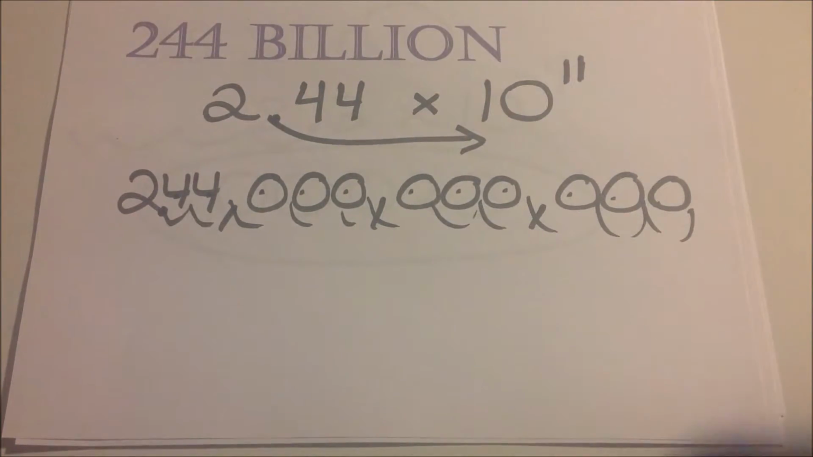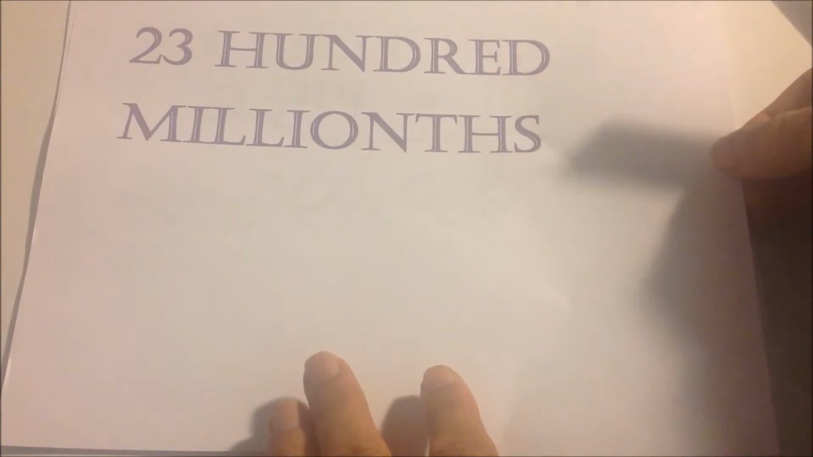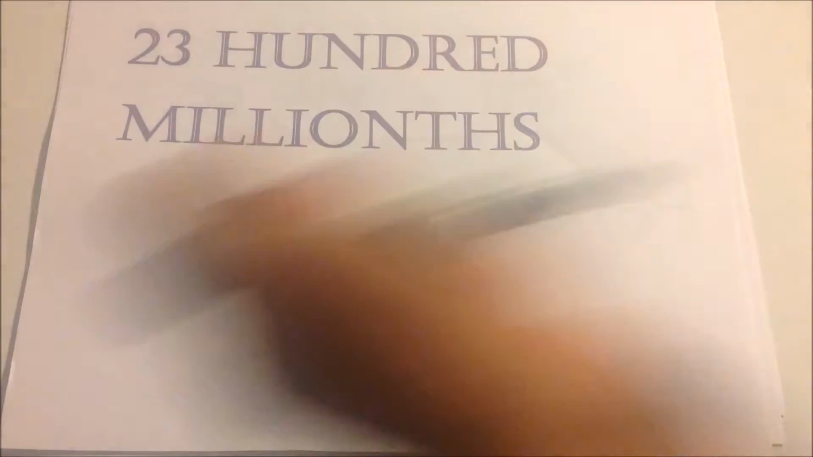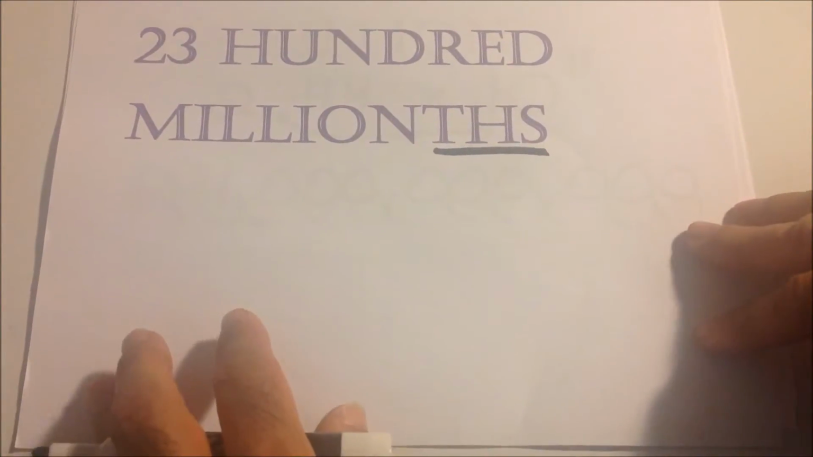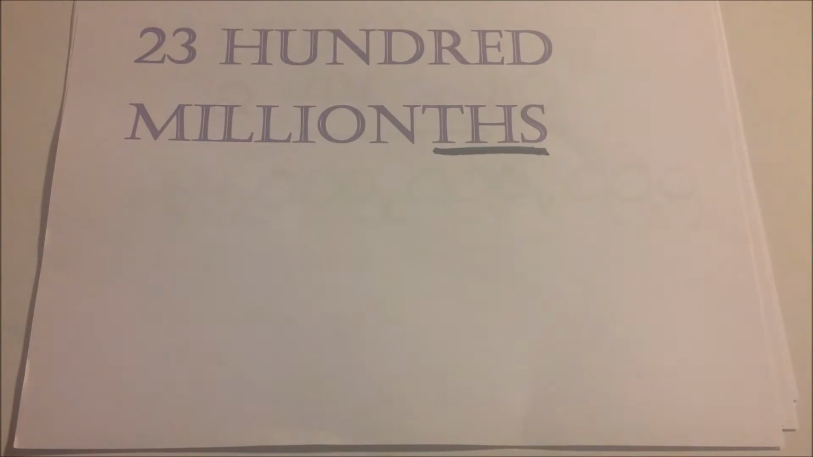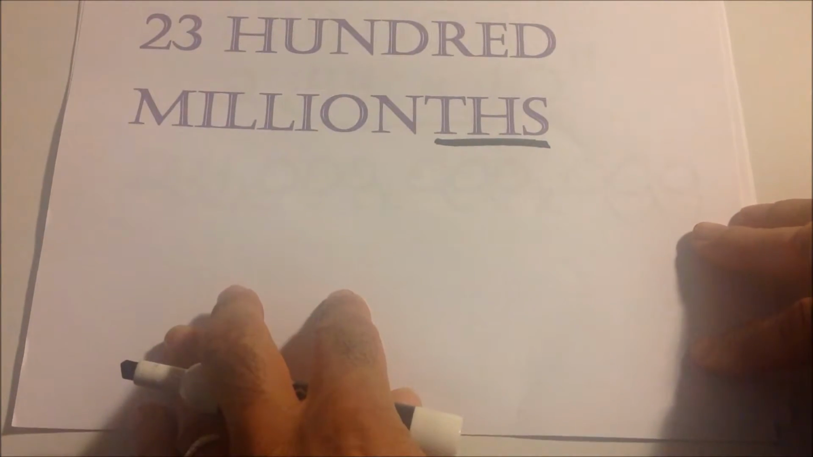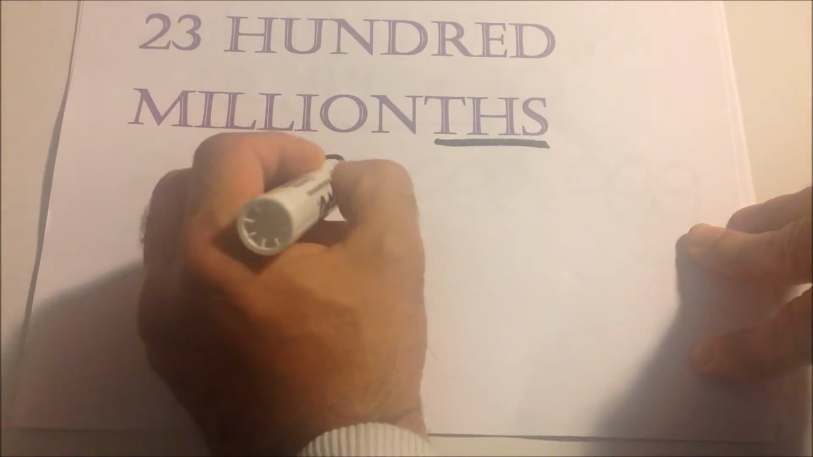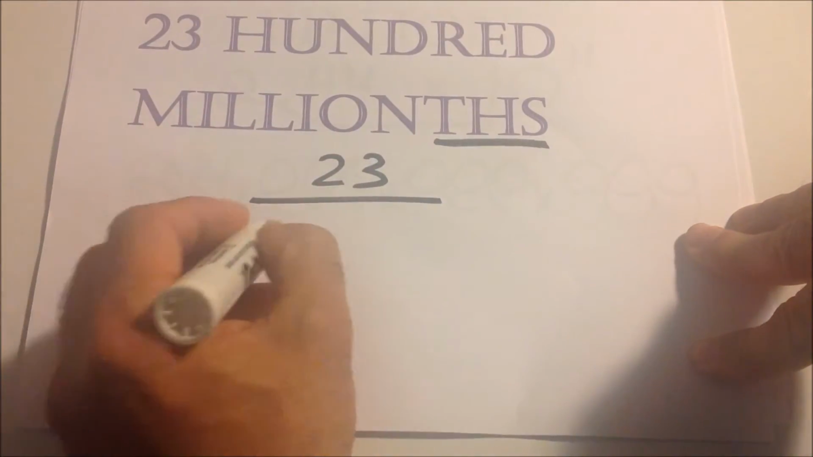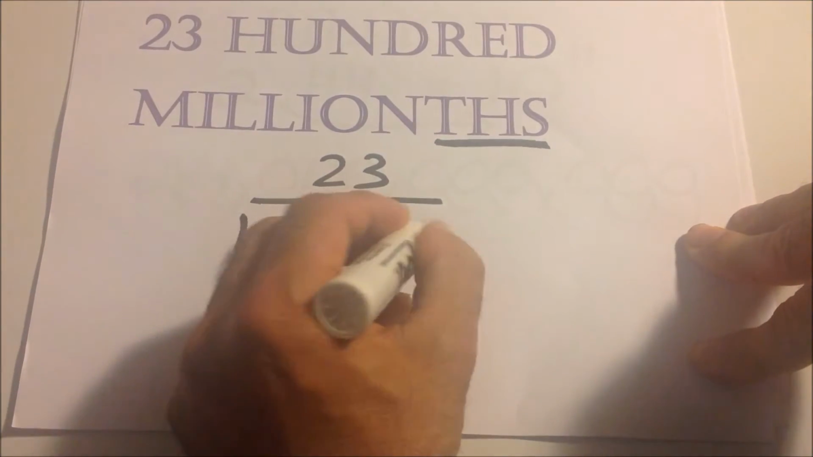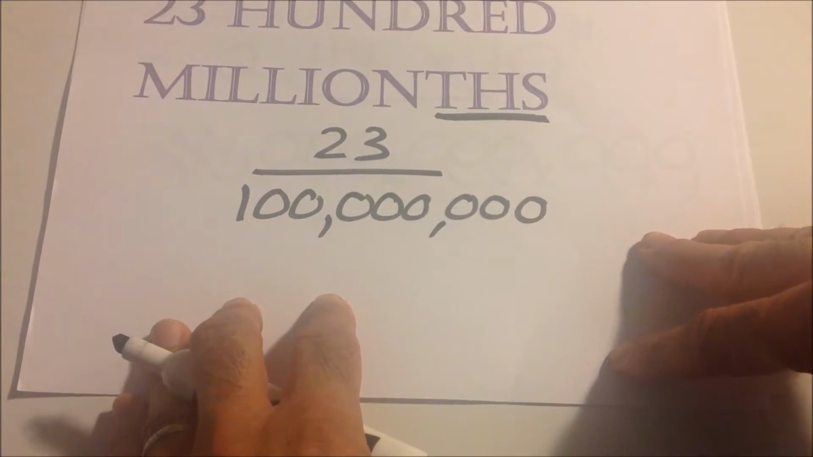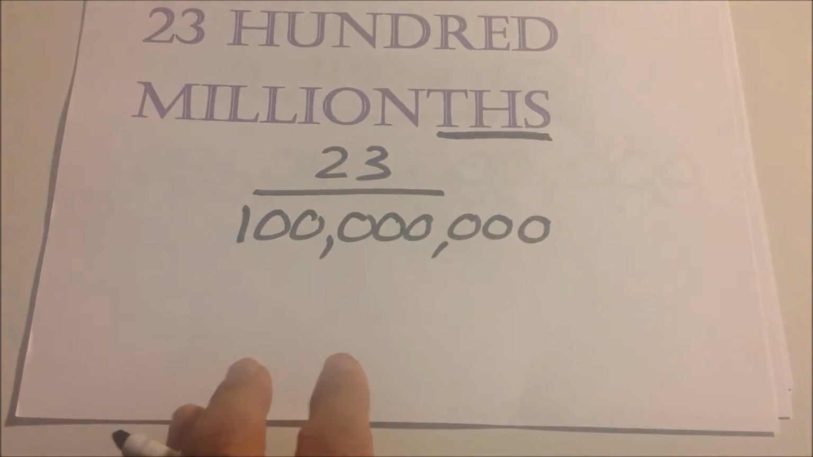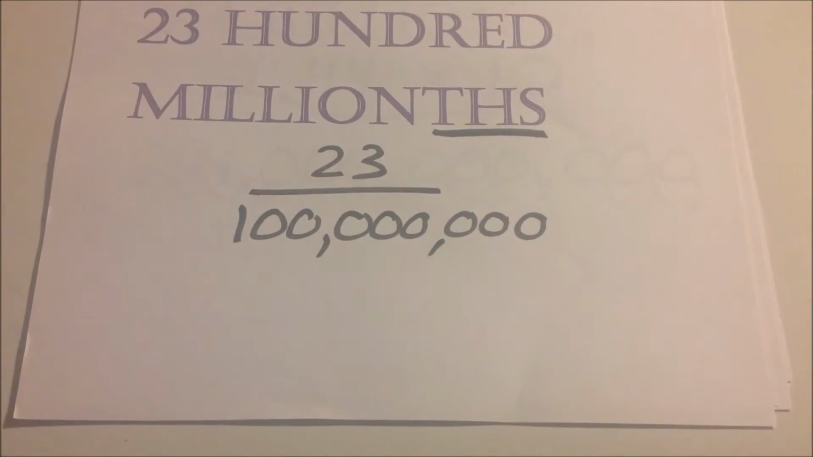Okay. Now here's one that could be a little tricky. 2,300 millionths. Remember, the THS means it's a decimal. 2,300 millionths. First, you should write it out. So as a fraction, 2,300 over 100 millionths. That's the fraction. So what would the decimal be? Then once you get the decimal, put it in scientific notation. Try that.